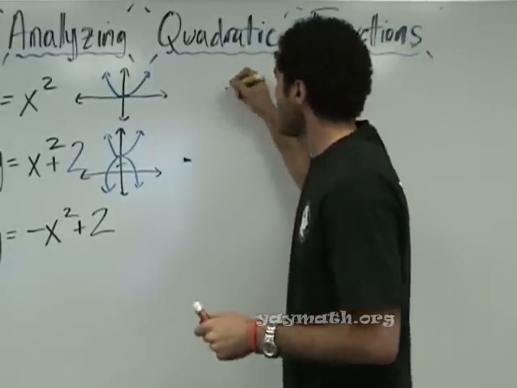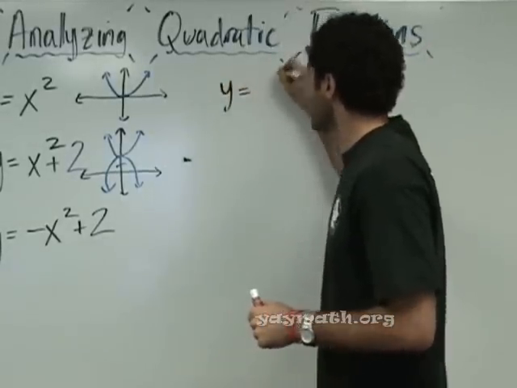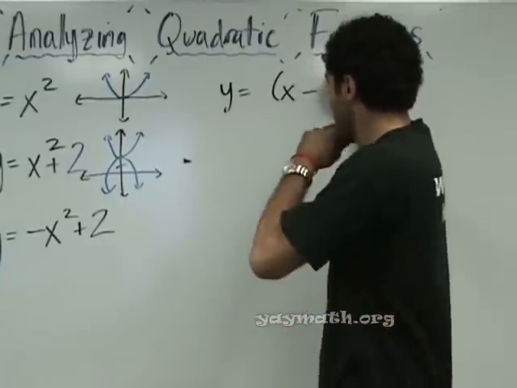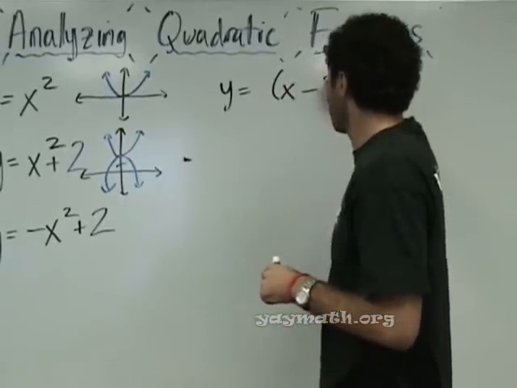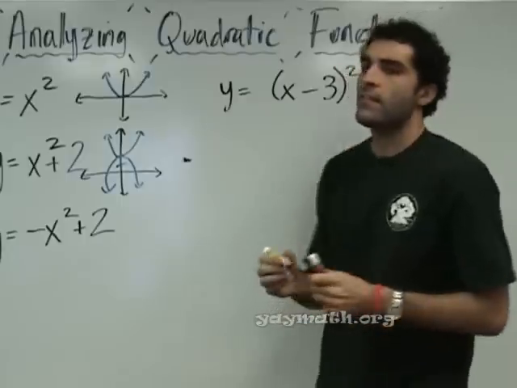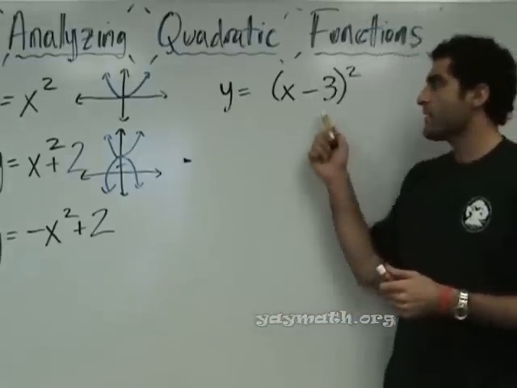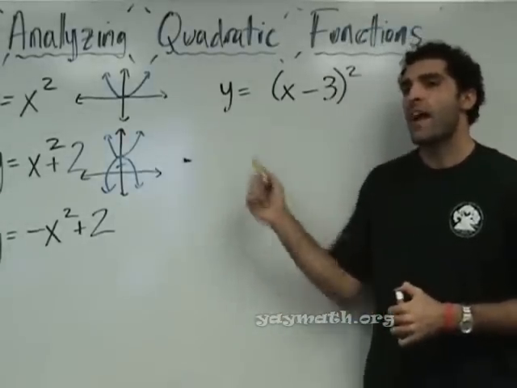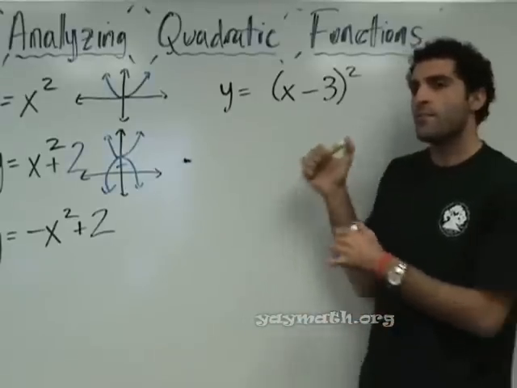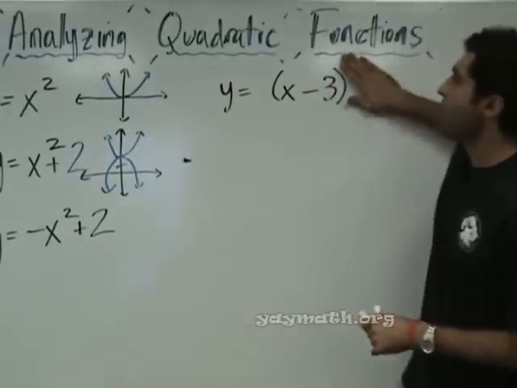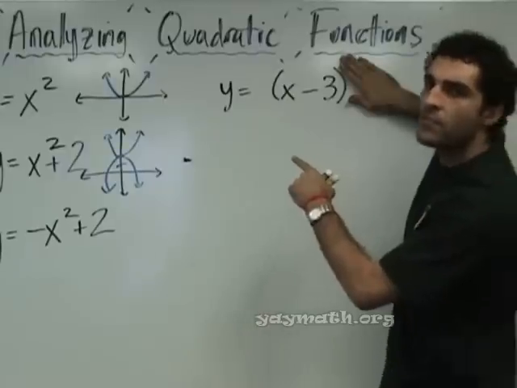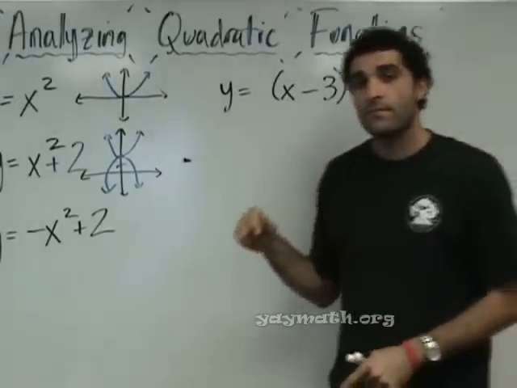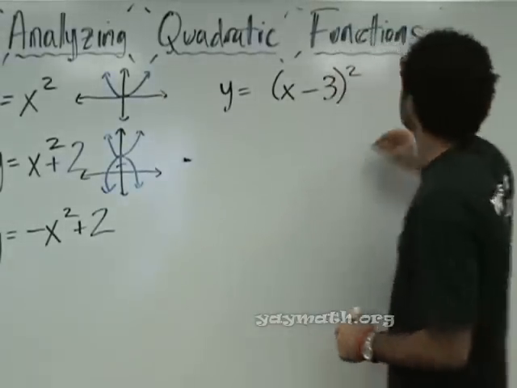Next, y equals. Okay. Now we snuck in a negative 3 inside the squared. Remember, it's always going to be squared. If there was no squared here, what would this graph be? Just a line.